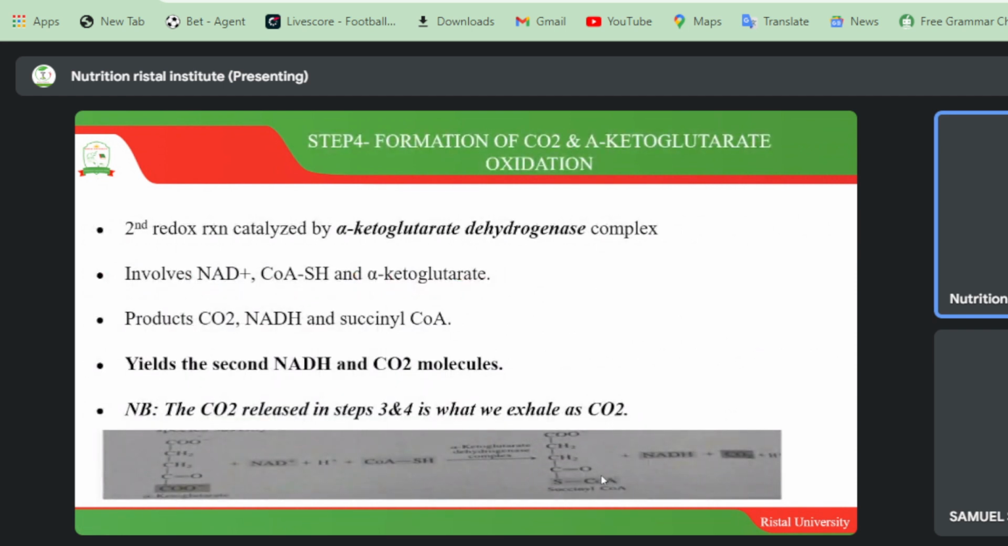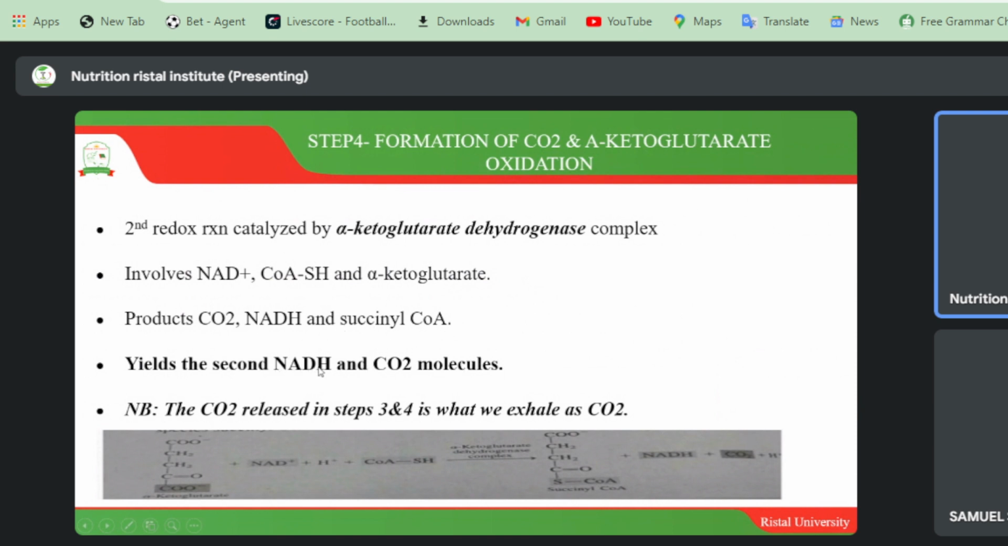Now step 4 here is the formation of carbon dioxide and NADH. This is supposed to be alpha-ketoglutarate oxidation, so it's a mistake that it's different as per the heading there. But continuing with our lecture, the second redox reaction is catalyzed by alpha-ketoglutarate dehydrogenase complex, and it involves an oxidized NAD, a CoA, and an alpha-ketoglutarate molecule. Now the products here are carbon dioxide, reduced NAD, and succinyl-CoA.